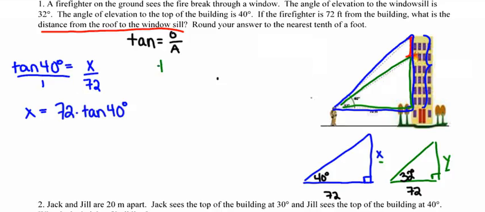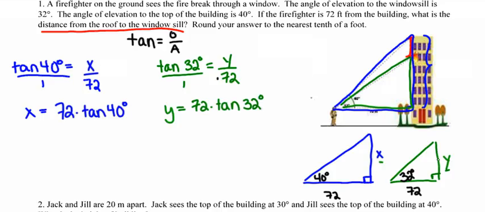Again, I'm going to set up the tangent ratio just like I did for the blue triangle, except this time my angle is 32 degrees, which is equal to the side opposite, which is y, over the leg that's adjacent, which is 72. And again, I'm going to cross multiply. So y times 1 is y, and 72 times the tangent of 32 is the product going in the other direction.